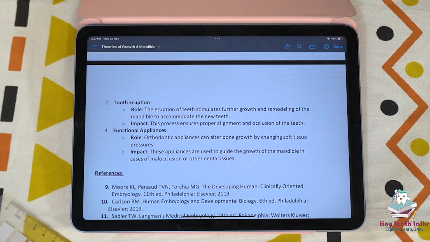Functional appliances. Orthodontic appliances can alter bone growth by changing soft tissue pressures. These appliances are used to guide the growth of the mandible in case of malocclusion or other dental issues.